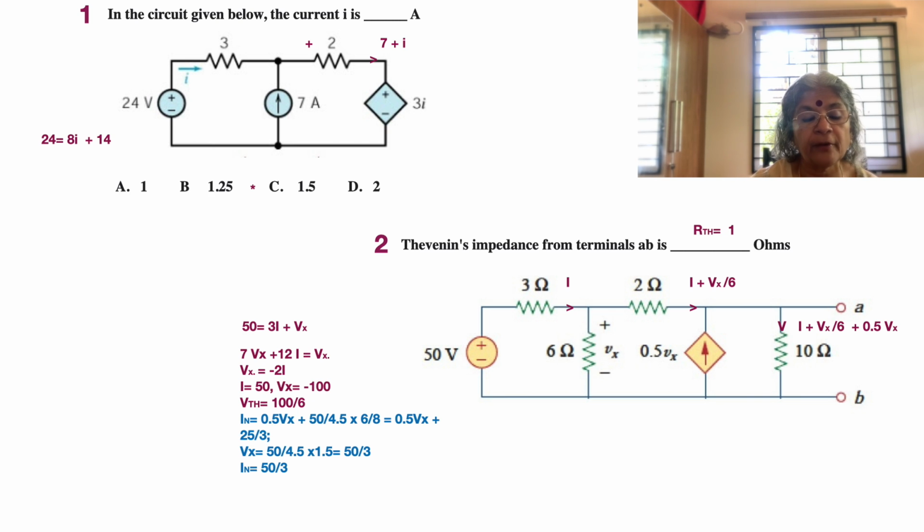Okay, now we also have a current contribution coming from the 50 volt source. Okay, so there are two sources feeding the short circuit. Okay, so 50 volt source, how do you find the current that is flowing into the short circuit?